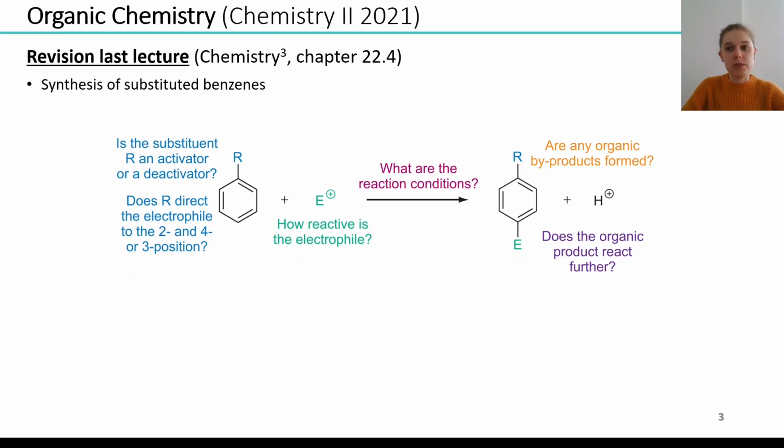After the reactivity of substituted benzenes, we also discussed the synthesis of substituted benzenes, and we learned that most of the time only one structural isomer is required, which can be difficult to achieve. Therefore, it is important to take these questions into account. So the first question is: is the substituent an activator or deactivator? And then, does the substituent direct the electrophile in the 2 and 4 or in 3 position? Another question is, how reactive is the electrophile? What are the reaction conditions? Moreover, we should ask, are there any byproducts formed? And does the product react further?